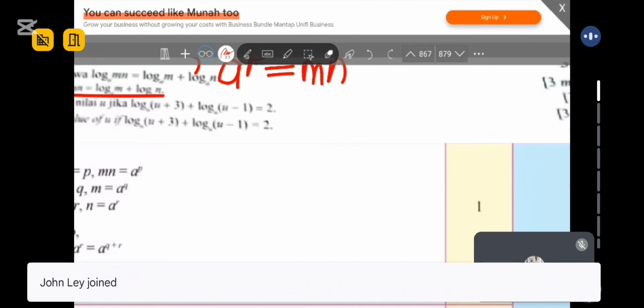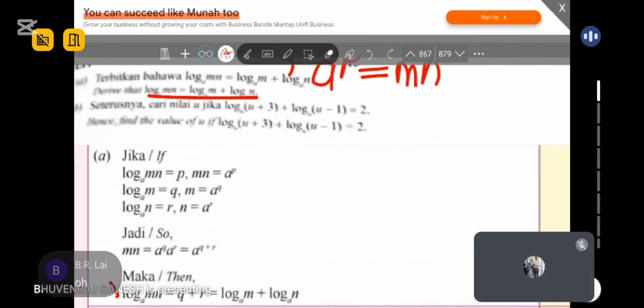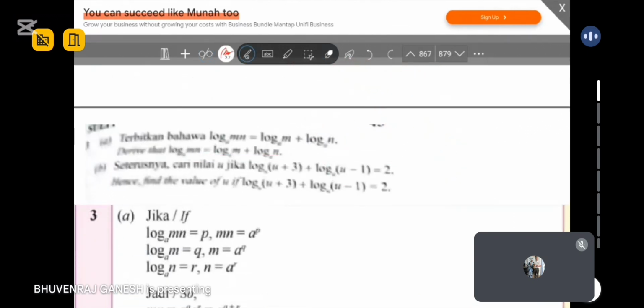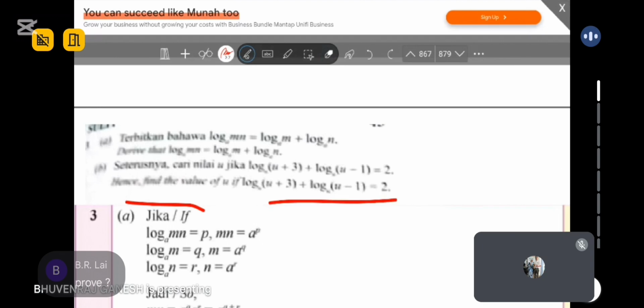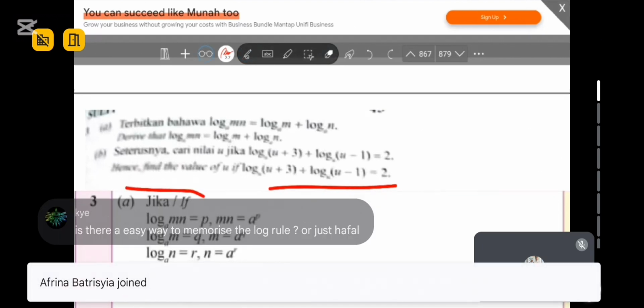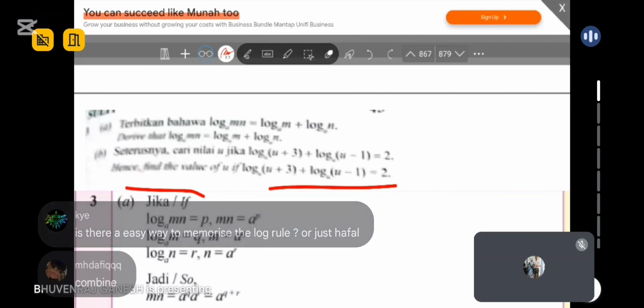Bowen, what do you mean 1 mark? This question is 3 marks. 3 markah. So make sure you guys can score all the 3 marks. Derive is usually 3 to 4 marks. Alright. So now guys, we see question 3B. They ask you to find the value of U. Same concept.